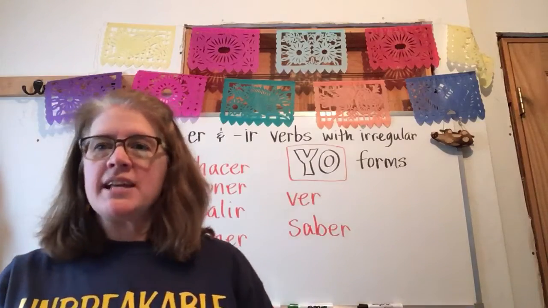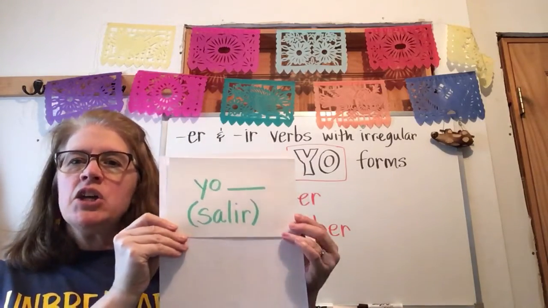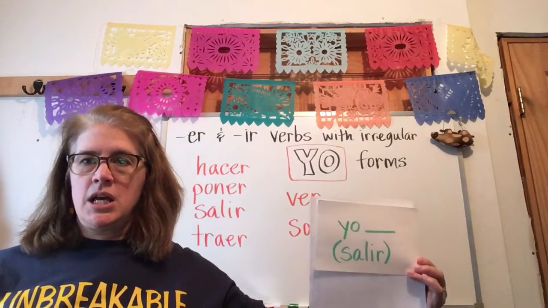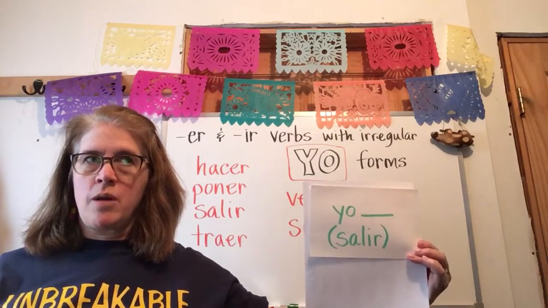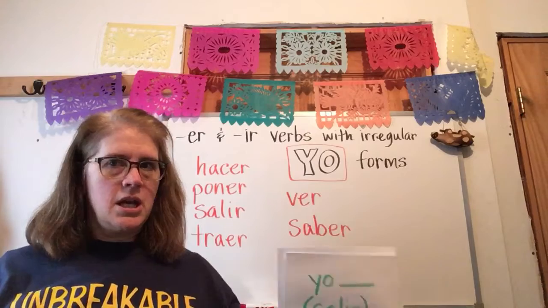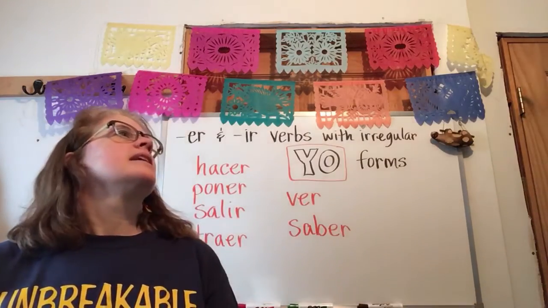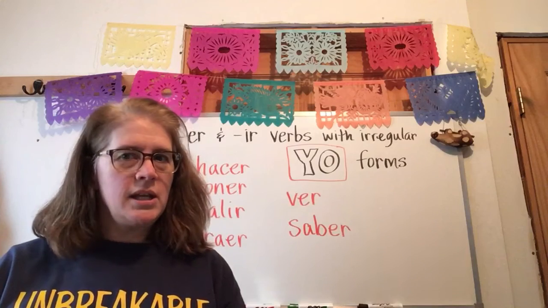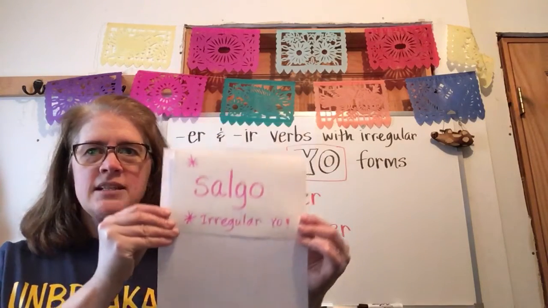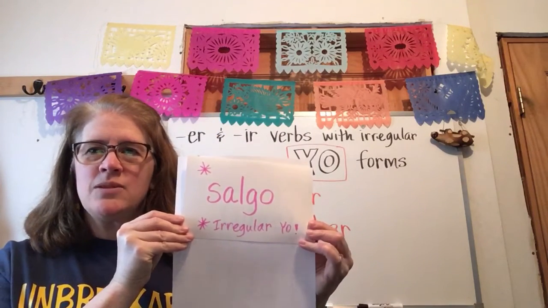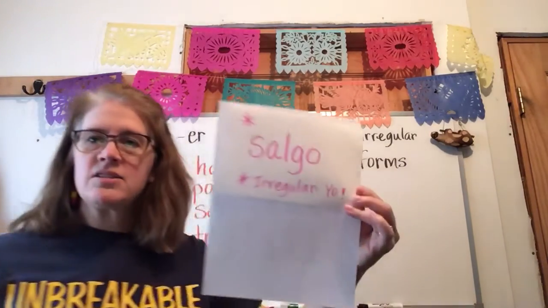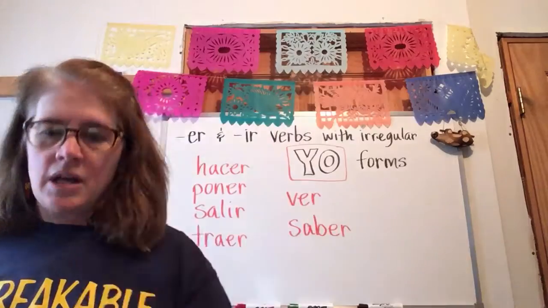Okay, número seis. Last one. Let's try this. Yo form, please, of salir. Pause. And the correct answer is going to be salgo. Did we get it? Irregular in the yo form. Okay? Salgo. Okay. One more time, guys.